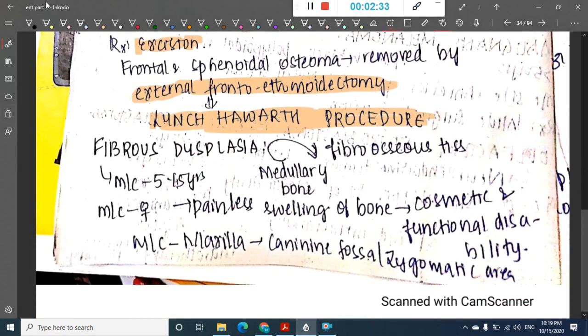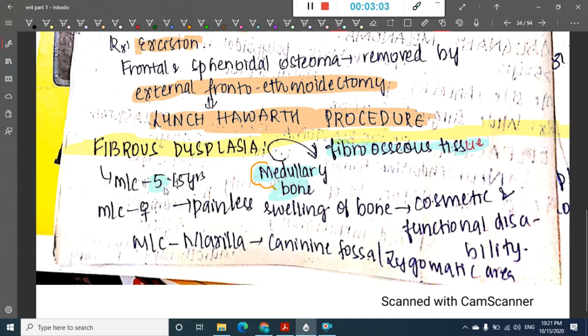Then the next tumor which we have to learn here is fibrous dysplasia. So what does this fibrous dysplasia mean? As the name says, the medullary bone here is replaced by fibro-osseous tissue.